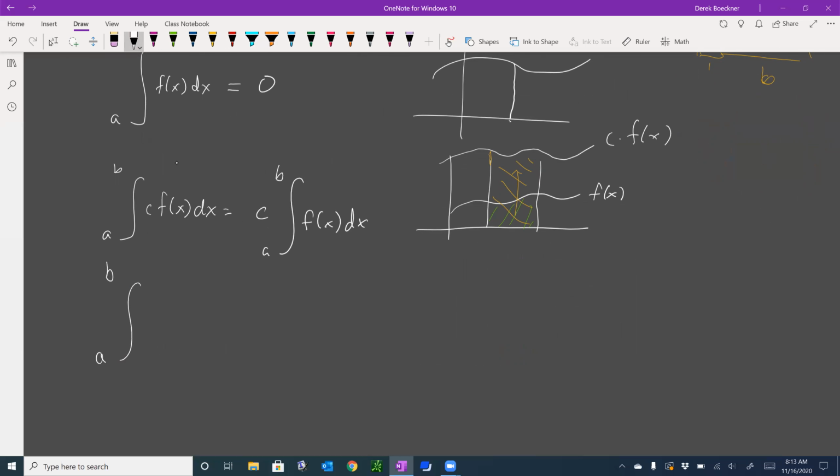Integral a to b, f of x plus or minus g of x, I think I've written this one down before, dx. This is the integral from a to b, f of x dx plus or minus the integral a to b, g of x dx, right? I can split up addition or subtraction into 2 different integrals.